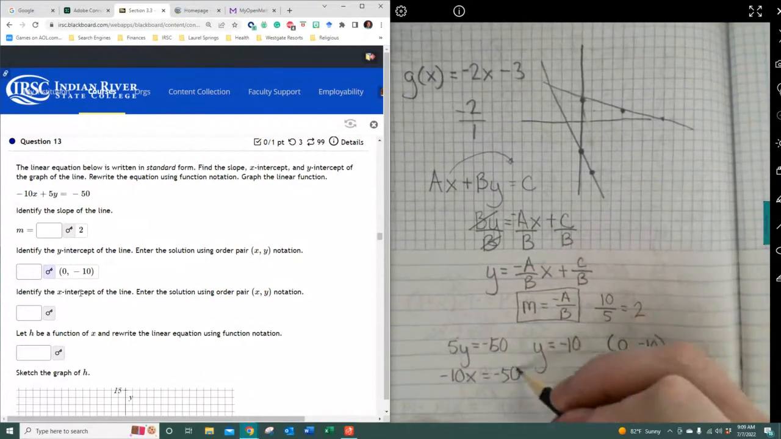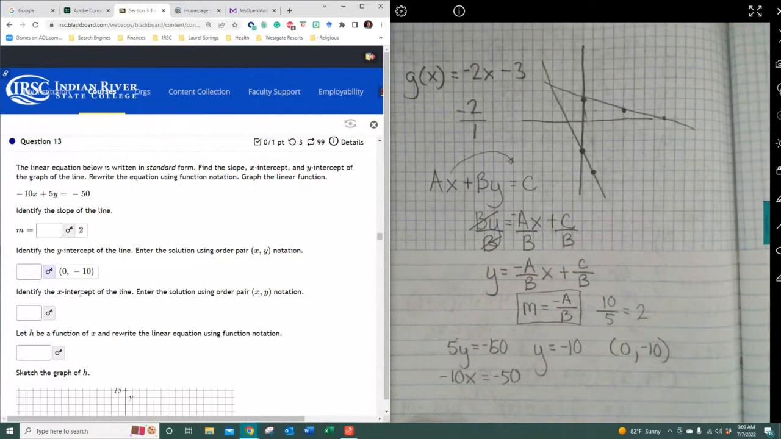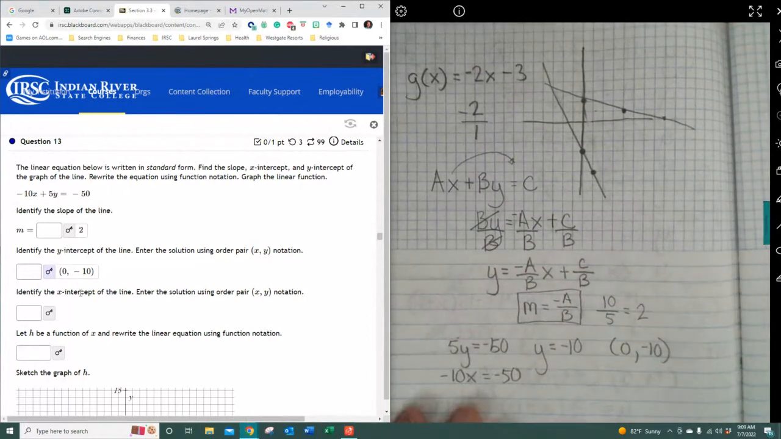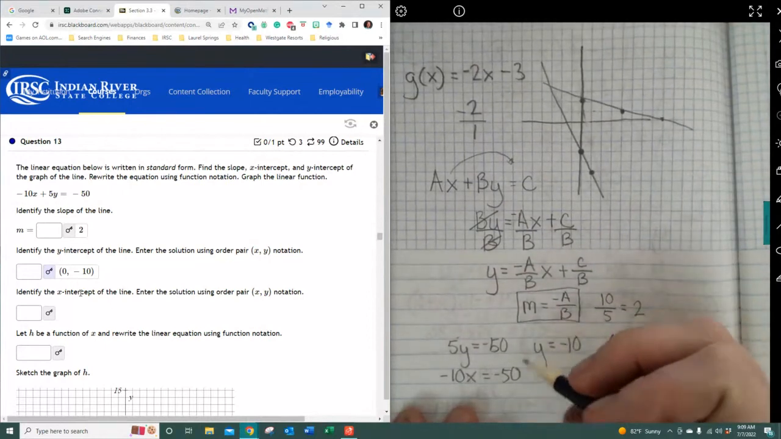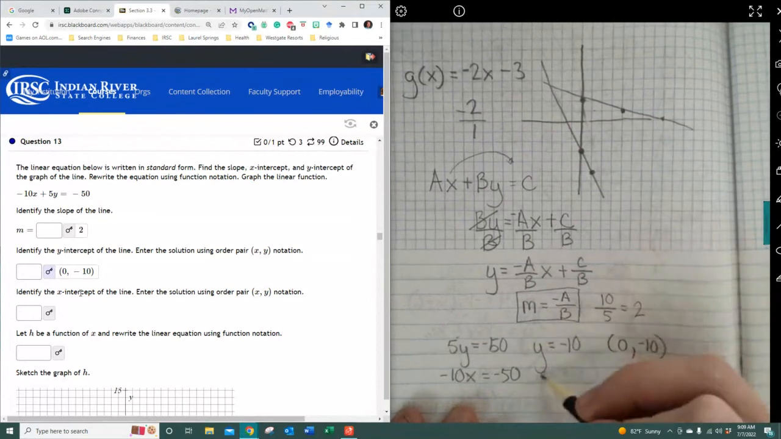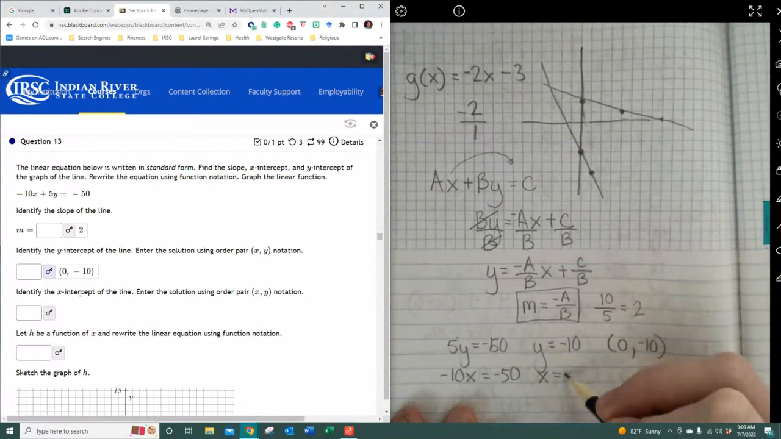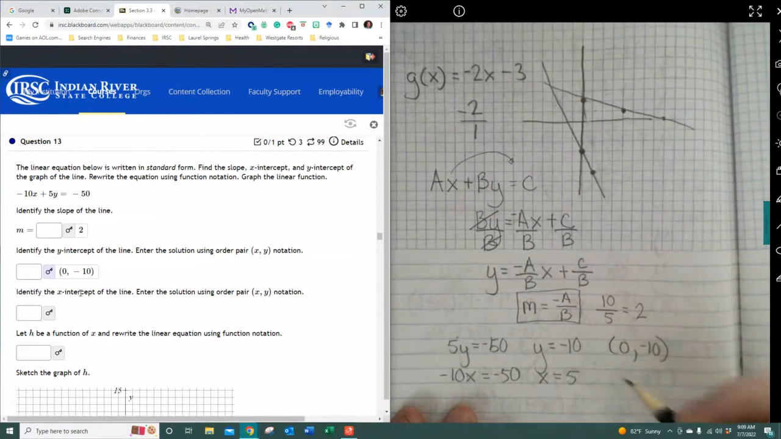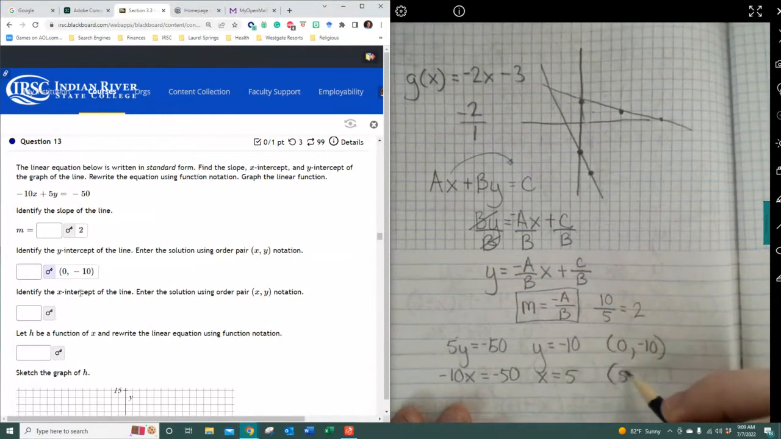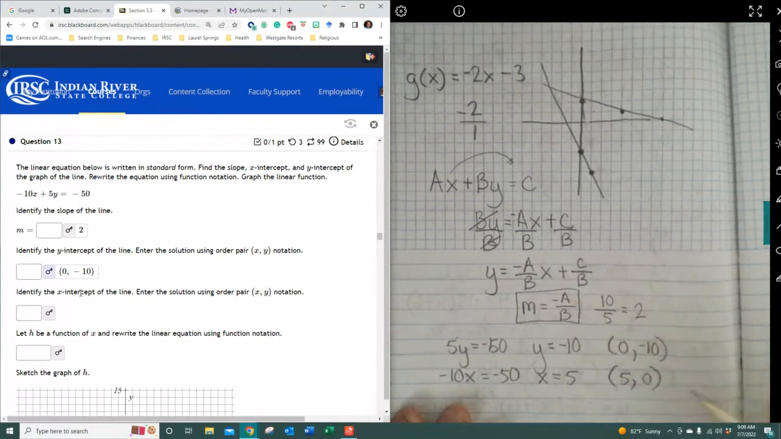All right, so then we have that, because remember, y is equal to 0 for the x-intercept, so that's why I throw away the y and whatever is multiplying it. And then you're going to go ahead and say x equals positive 5. So now we have x is 5, y is 0, and that's our coordinate point for the x-intercept.